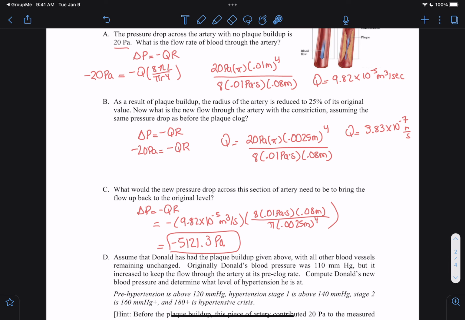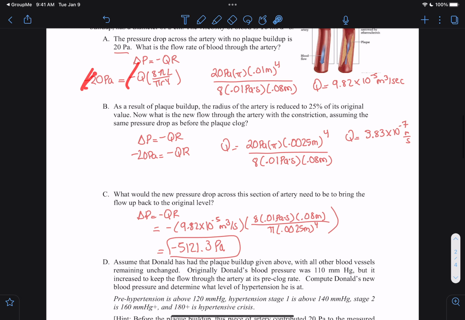Yeah, the negatives. Oh, okay. Actually, hold up. Yeah, the negatives should end up canceling out, I guess.